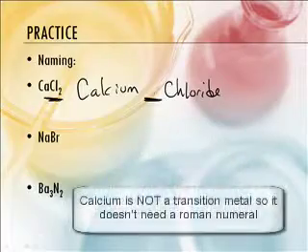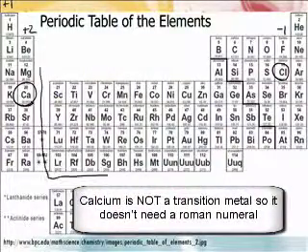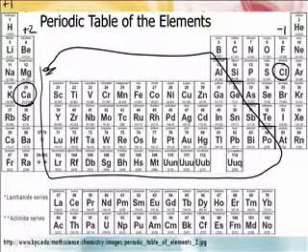And why is there no Roman numeral in there? Because according to the rules, that has to be a transition metal, and calcium is not a transition metal. Remember, the transition metals, guys, are these metals right here. These are the ones that have to have a Roman numeral. So calcium, no Roman numeral. So it's just calcium chloride. Calcium chloride.